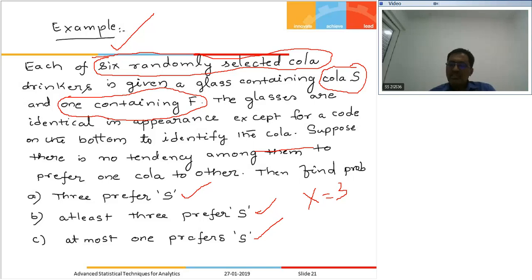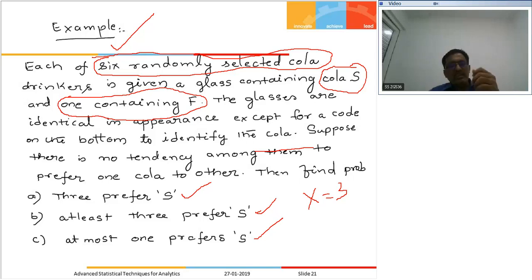Yeah, 0.5, because there's no choice, but both are having equal probability. Therefore, P equal to 1 by 2, 0.5. Yeah, perfect.